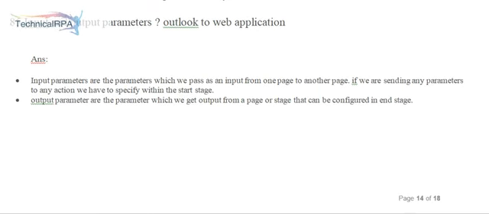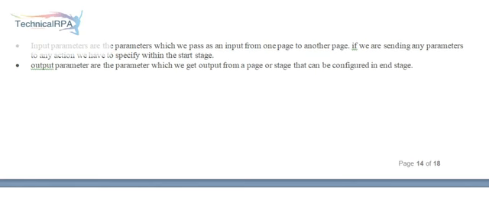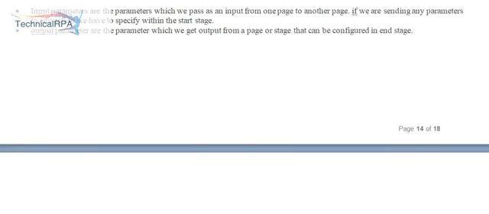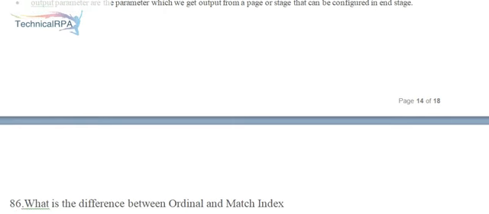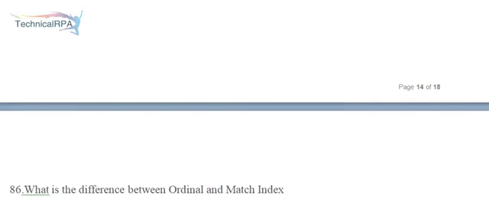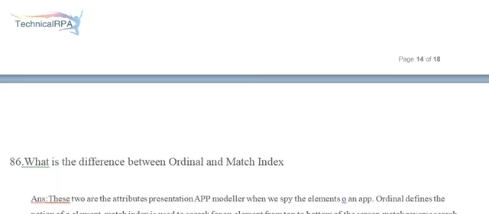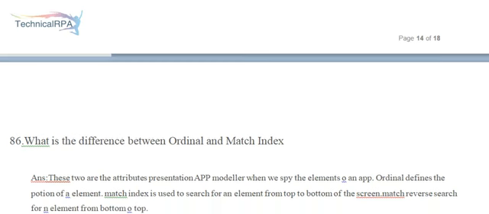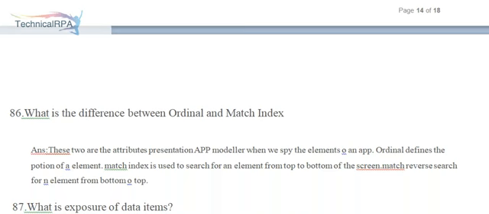85. Input and output parameters? Input parameters are the parameters which we pass as an input from one page to another page. If we are sending any parameters to any action, we have to specify them within the start stage. Output parameters are the parameters which we get as output from a page or stage, that can be configured in the end stage.